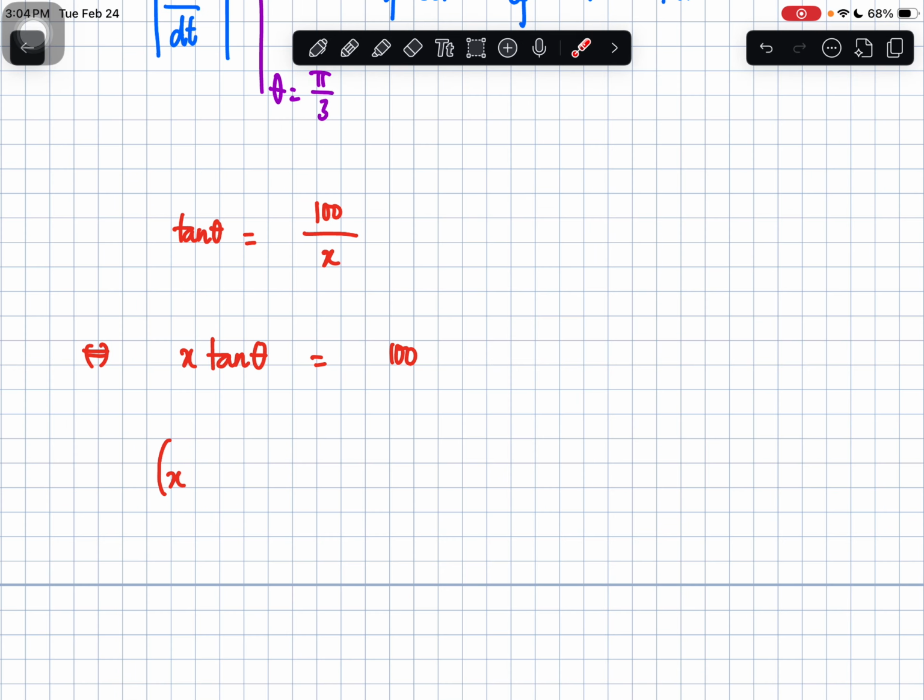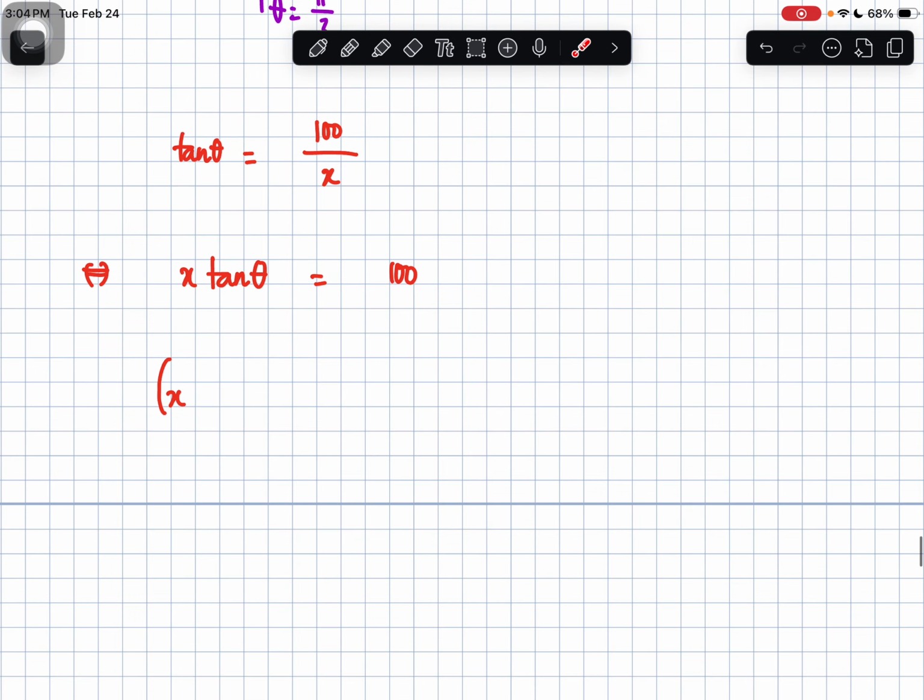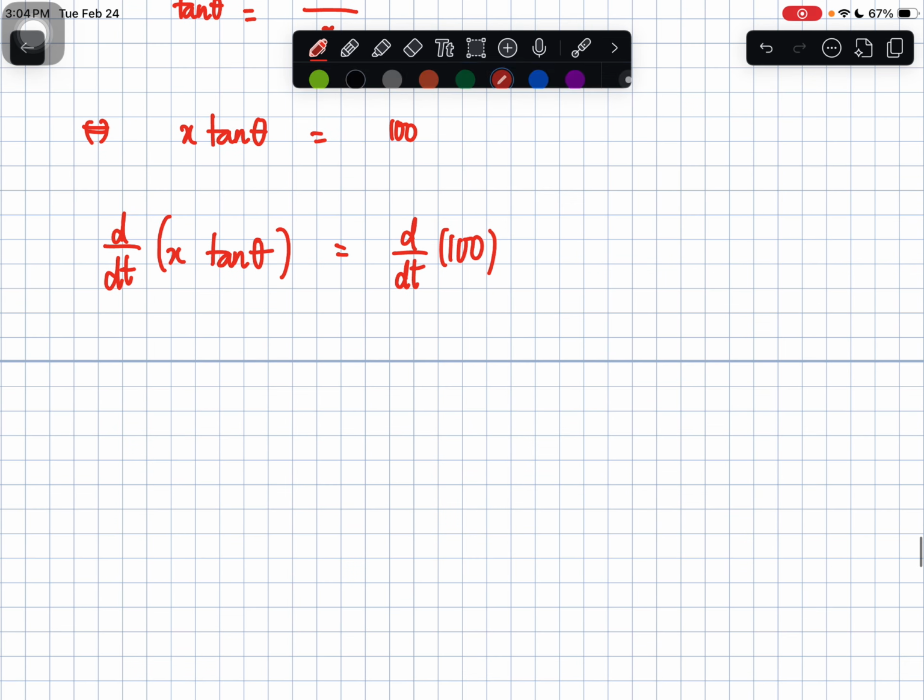x(t) and theta(t). But for short, let me just write x and theta. x tangent theta equals 100. So here I actually take d over dt. So let's write that. d over dt of 100. The right hand side is 0. The left hand side is a product rule. Let's use the product rule.